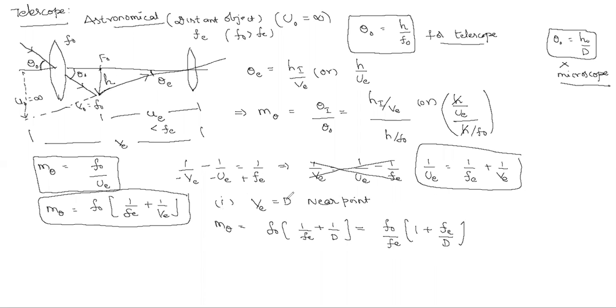Keep in mind, the final image is inverted, so we put a minus extra. The magnification is negative, because the final image is inverted.